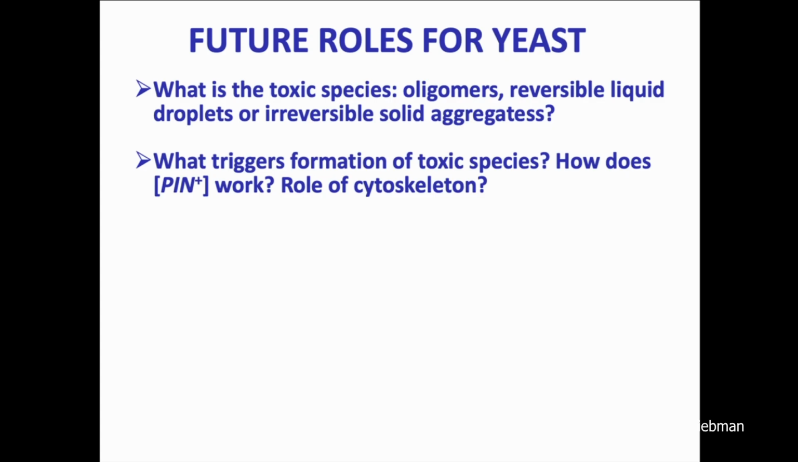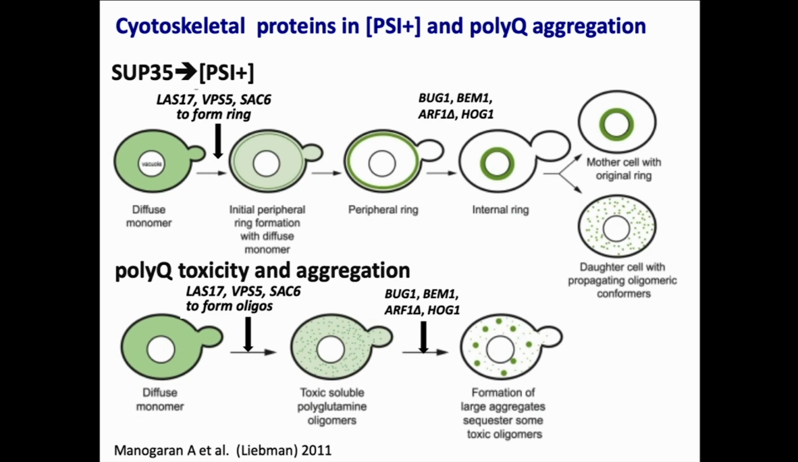We can ask what triggers the formation of this toxic species, and one approach is to ask, how does PIN work? It's been hypothesized that PIN works by cross-seeding heterologous amyloid to aggregate. That's one possibility, and there's some evidence for that. But it's also possible that PIN titrates away chaperones, and that promotes the heterologous aggregation, and there is evidence for that. A lot of cytoskeleton proteins have been identified that affect aggregation in yeast.